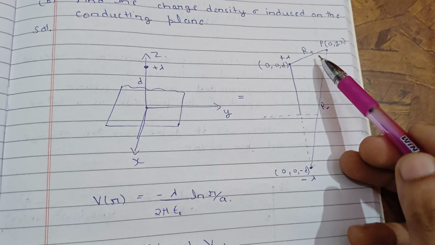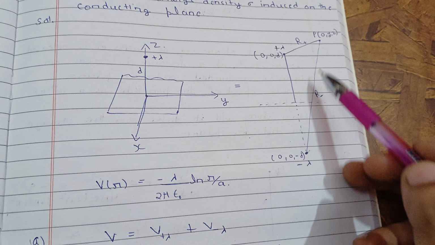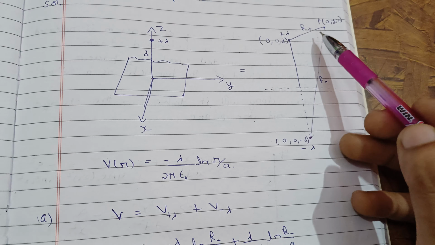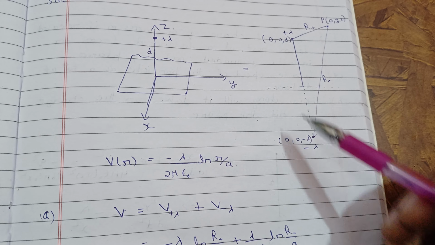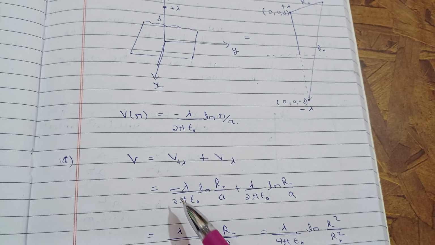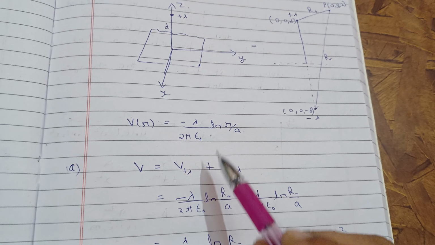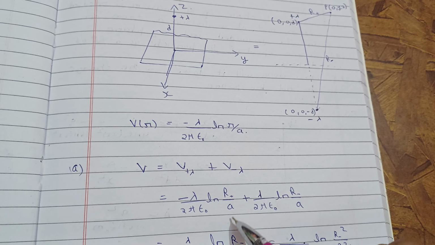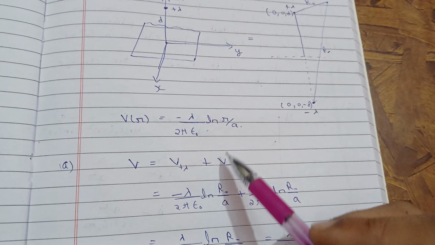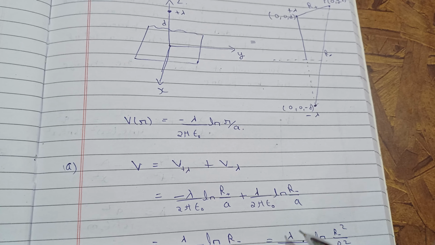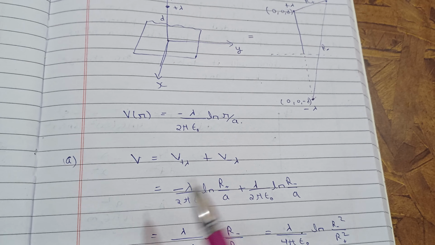So for r plus, we'll write r plus here, and for r minus, the distance is r minus, so we'll write r minus here. The total potential is nothing but the sum of these individual line charges, so we have V plus lambda and V minus lambda. V plus lambda will be minus lambda by 2 pi epsilon log r plus by a, and for this minus lambda it will be lambda by 2 pi epsilon log r minus divided by a. So this is a simple formula we know.